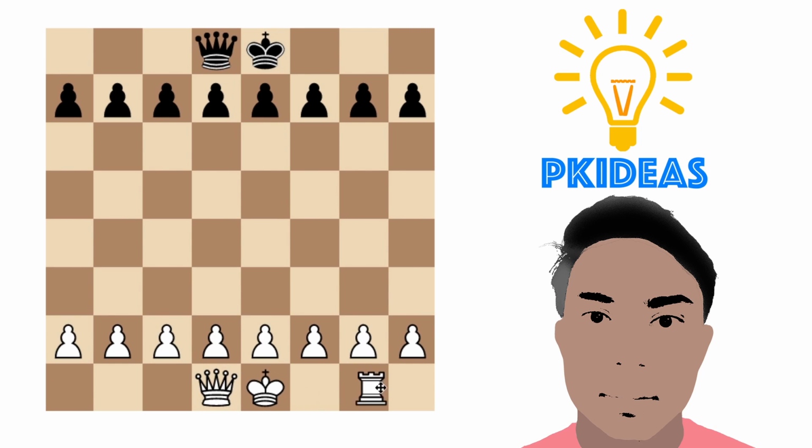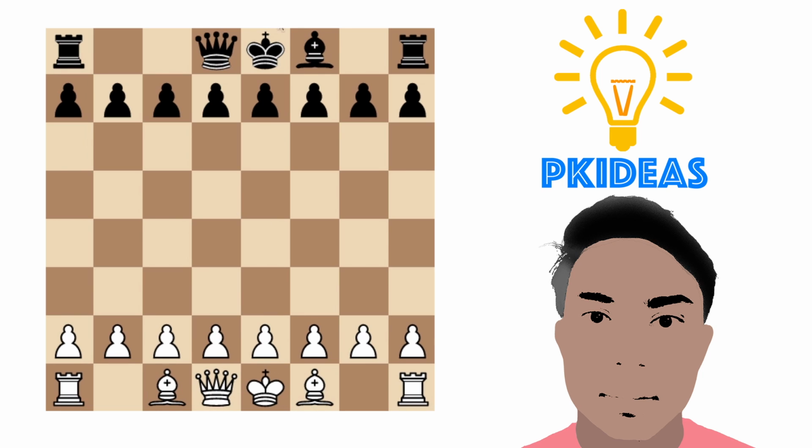Okay, so the next thing to do is to set up the rooks on the very corners of the board, like so, for both colors. Next comes the bishops that you set up right next to the king and queen. And now the last piece left to set up is the knights. So you set up the knights like this. Okay, now you got a complete board.